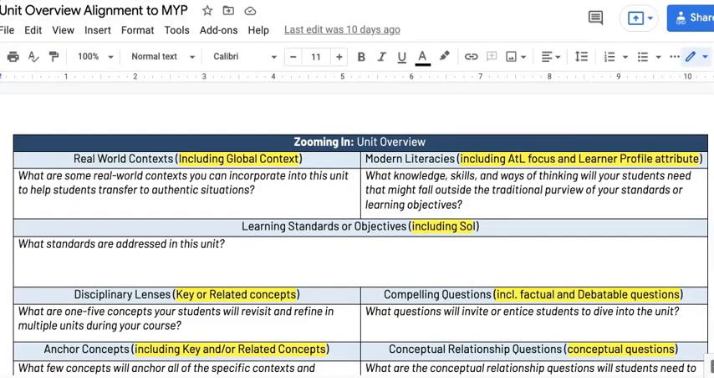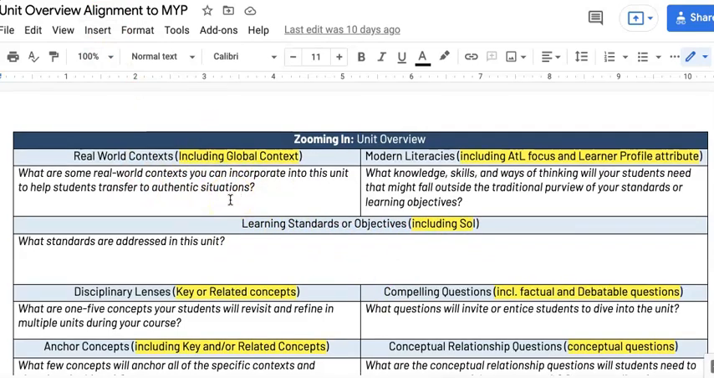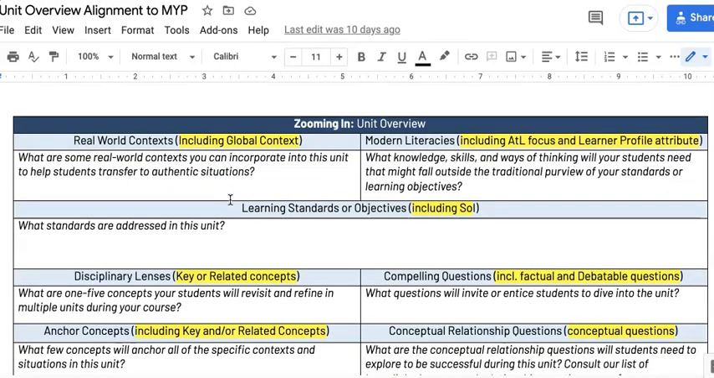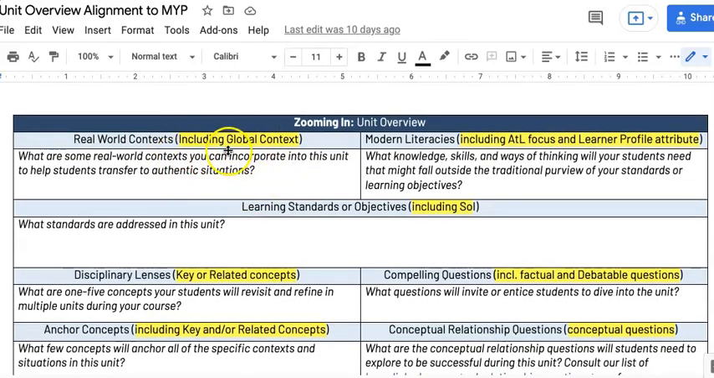The first thing that we have in our unit planner are real world contexts. We want to start off by thinking about what are some real world situations that we can incorporate into this unit. Actually, I shouldn't say we start off there. We start off with, okay, what is this unit about? What are the content standards, the learning outcomes that we want to put into the unit? And then from there, of course, what are some real world situations where students are going to apply their learning? And so we can put the global context here in the real world context.